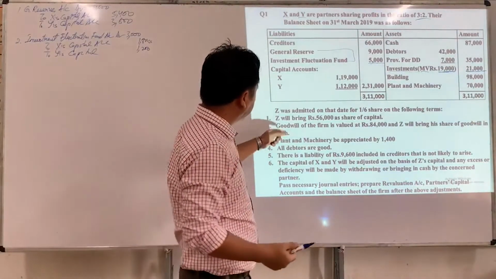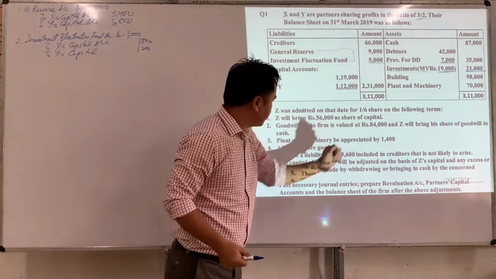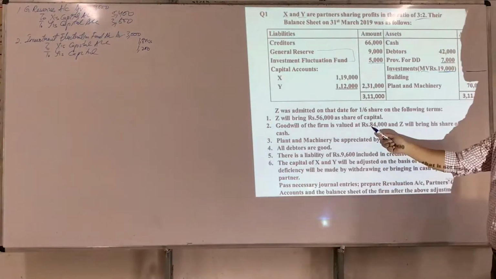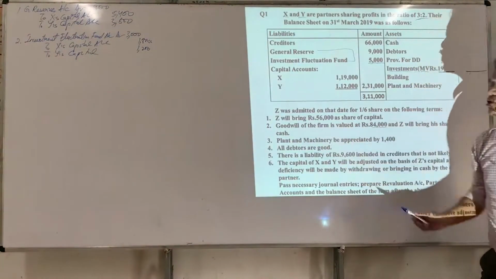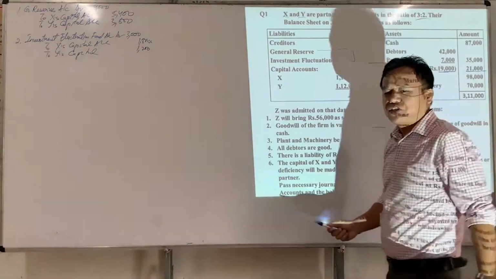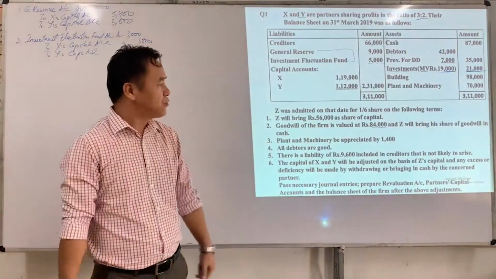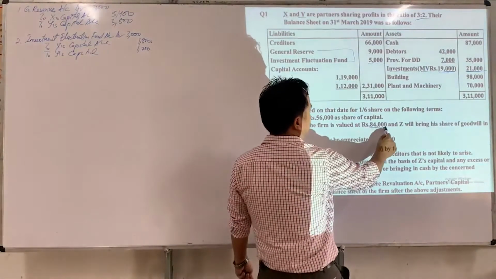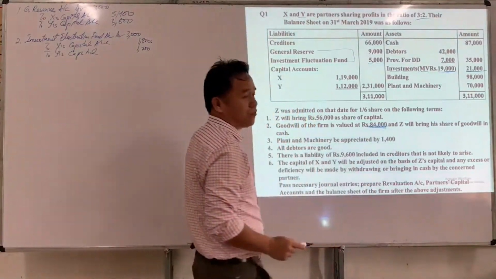Now, in the adjustment, Z will bring rupees 56,000 as his share of capital, and goodwill of firm is valued at rupees 84,000, and Z will bring his share of goodwill in cash. So here, Z's share of goodwill is not given, so we have to calculate Z's share of goodwill on the basis of the firm's goodwill, which is 84,000.